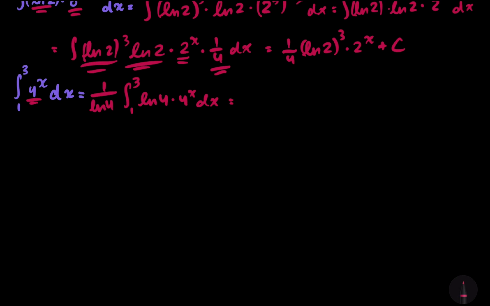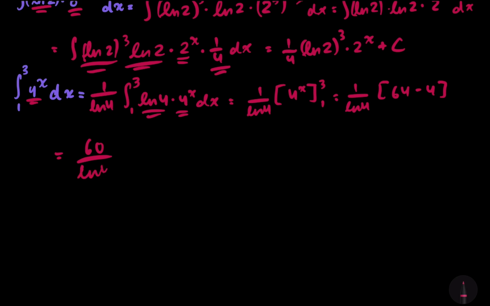And then we can continue with this. We get 1 over the natural log of 4 times 4 to the x, right, because we now have 4 to the x ln of 4, and we're evaluating that from 3 to 1. So that's 1 over ln of 4 times 4 cubed is just 64, minus 4 to the first, which is just 4, and hence our final answer is 60 over the natural log of 4.